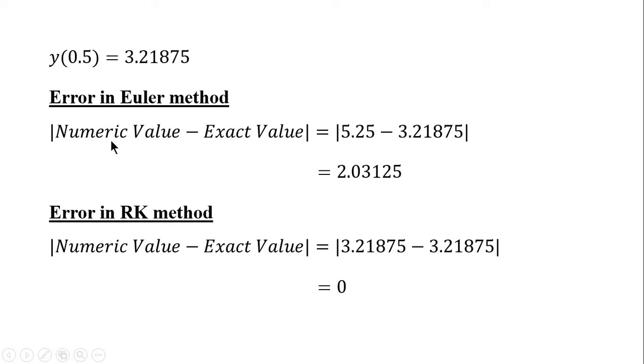To compute the error, we are going to use the formula numerical value minus exact value. Now this is the exact value, and the numerical value we have obtained using the Euler method as well as Runge-Kutta method. Substituting, we can see how much error we have on both sides. Now you can see that Euler method is giving more error as compared to the Runge-Kutta method of 4th order. So usually we prefer Runge-Kutta method of 4th order to solve initial value problems.